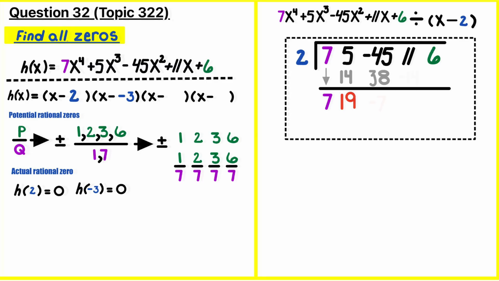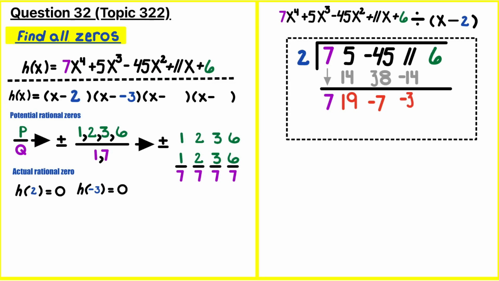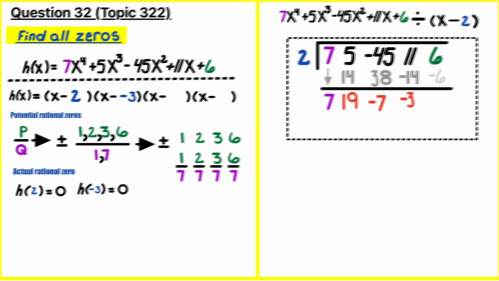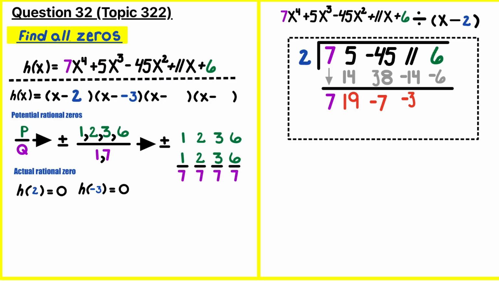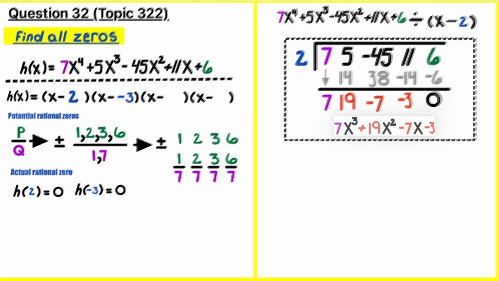-45 and 38 equal -7. 2 times -7 is -14. 11 and -14 make -3. 2 times -3 is -6. Add, and of course we get 0. We already knew this was going to fit in. So the polynomial created by dividing by x minus 2 is this one here.